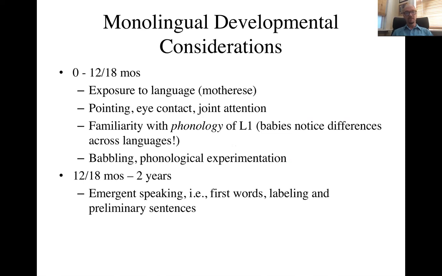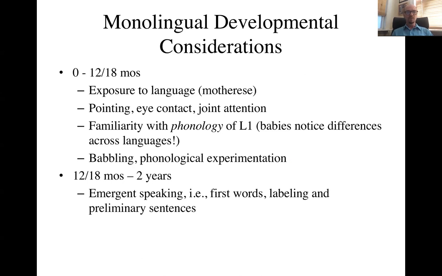So, monolingual developmental considerations, given those three theories. These are some typical developmental expectations derived from literature in North America and Europe. So this is not meant to suggest that this is the way all humans develop language. But if you look across traditional literature on language development that comes out of the North American tradition and the European tradition, these are the kind of benchmarks that you see.